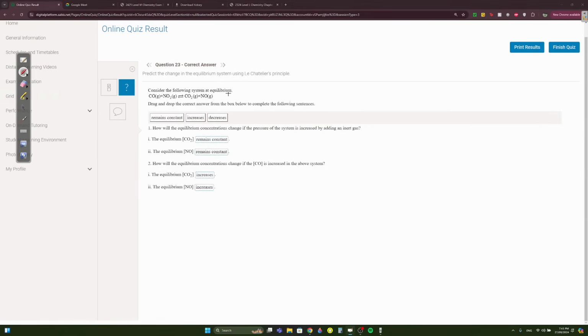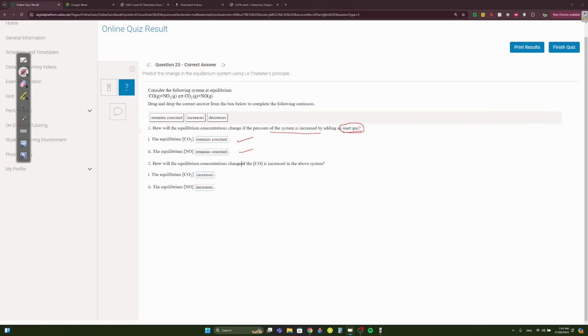Question 23. Okay, we're almost done. How will the equilibrium concentrations change if the pressure is increased by adding an inert gas? See, they trick you here. They say pressure is increased, but you have to pay attention to the part where it says inert gas. Inert gas, constant. Bottom line, inert gas doesn't affect it, and a catalyst doesn't change anything except that the catalyst changes the rate of the forward and reverse. But it doesn't alter the equilibrium. It keeps it at equilibrium.